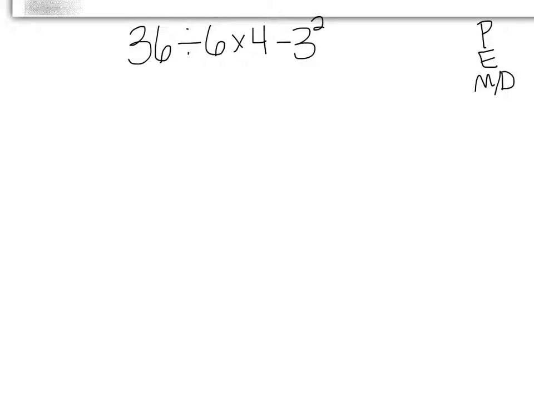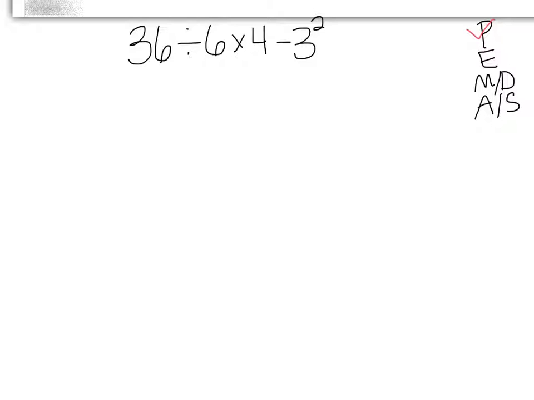Okay. Let's say we have 36 divided by 6 times 4 minus 3 to the second power. Again, we're always going to use PEMDAS. And let's start with parentheses. In this problem, we have no parentheses, so there's nothing to do there.